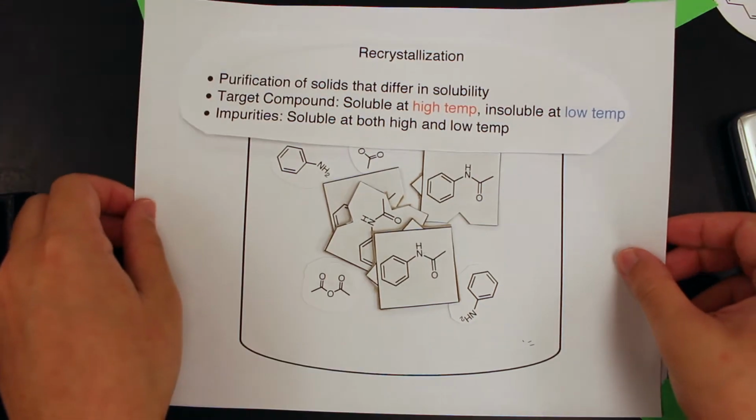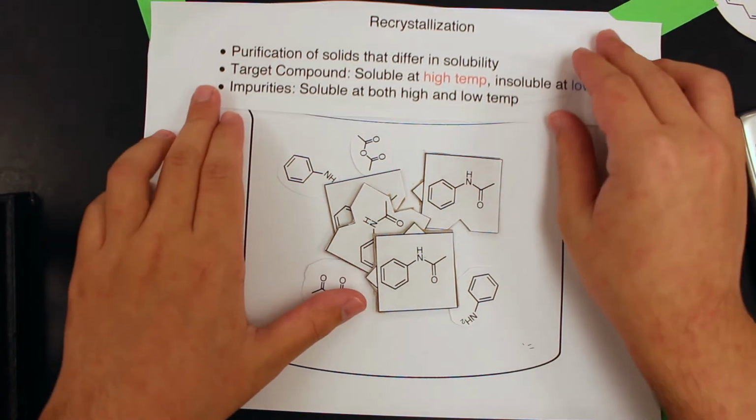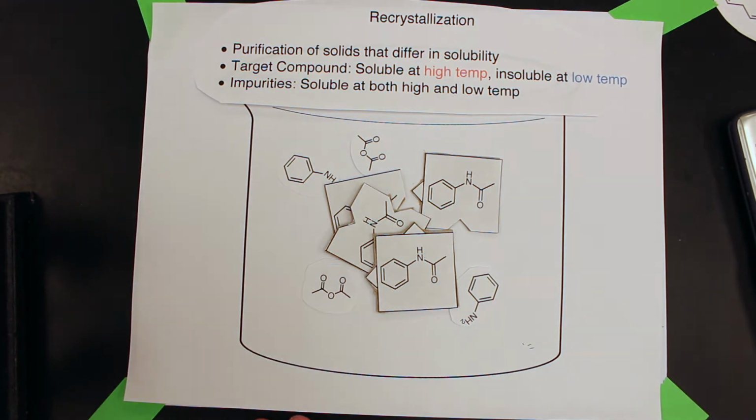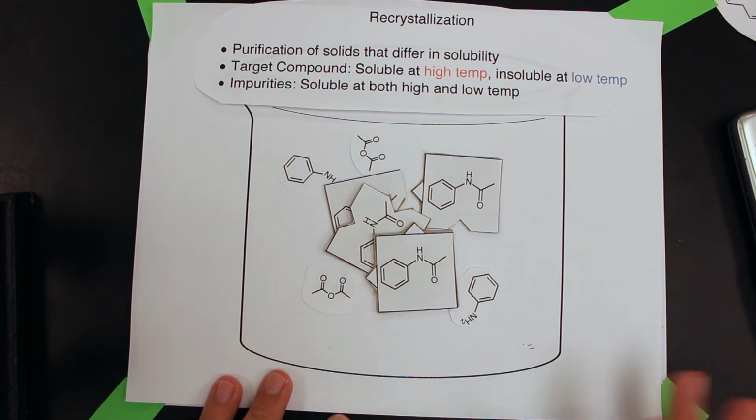Now let's discuss recrystallization. So we've synthesized our acetanilide, and now we've got to figure out how to purify it. So recrystallization is the purification of solids that differ by solubility. So last week we were separating liquids that differ in boiling point. So now we're going to separate compounds based on their solubility. Now the target compound ideally is soluble at high temperatures but insoluble at low temperatures. And you'll see that in the reaction.